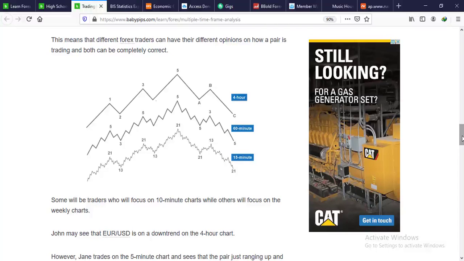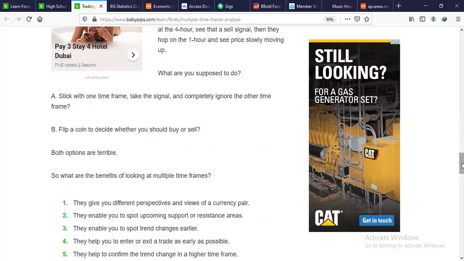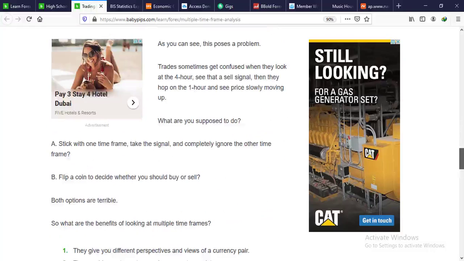What we're learning here is that time frame usage differs from trader to trader. Some traders are comfortable using the weekly only, others just want 15 minutes, others just want the 1 hour, okay? So it depends on the time frame which you are comfortable in trading. Some traders get confused when they look at the 4 hour time frame and they see a signal and they say to themselves, I saw price going down in the 4 hour, how come it's going up in the 1 hour? So what should you do?